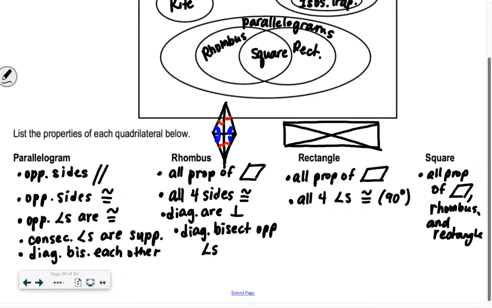Okay, so it's basically all of the things. So when I say a square, you should know that all 4 sides are congruent, all 4 angles are congruent, diagonals are perpendicular, diagonals bisect opposite angles, and so on. Right?